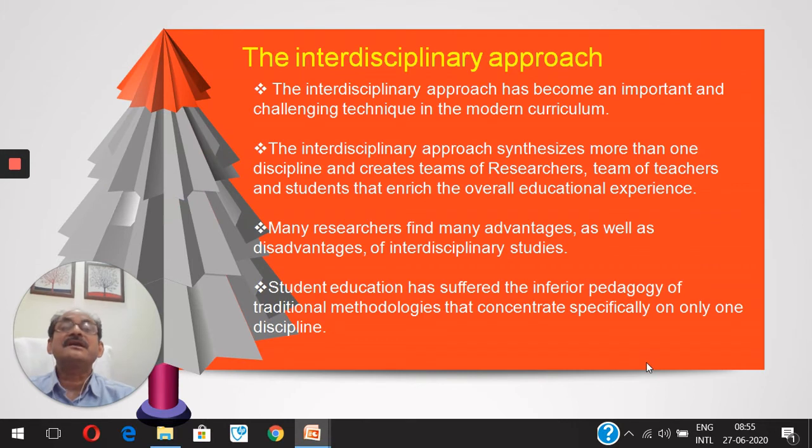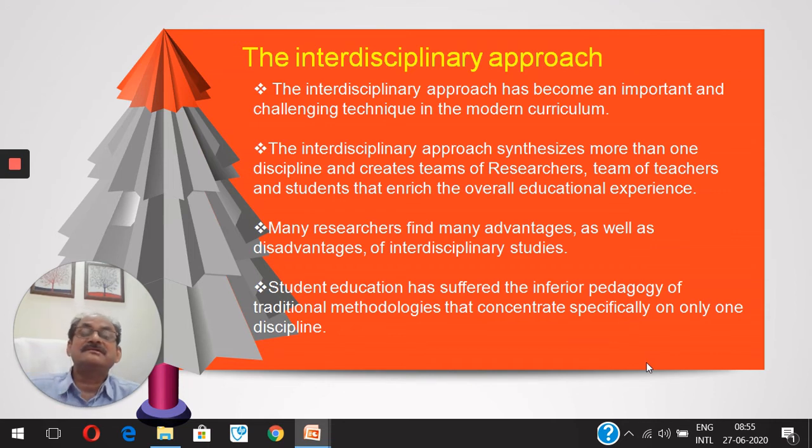Next one, interdisciplinary approach. Interdisciplinary approach has become an important and challenging technique in the modern curriculum. This is a very important aspect I'm going to share with you. Interdisciplinary approach synthesizes more than one discipline.